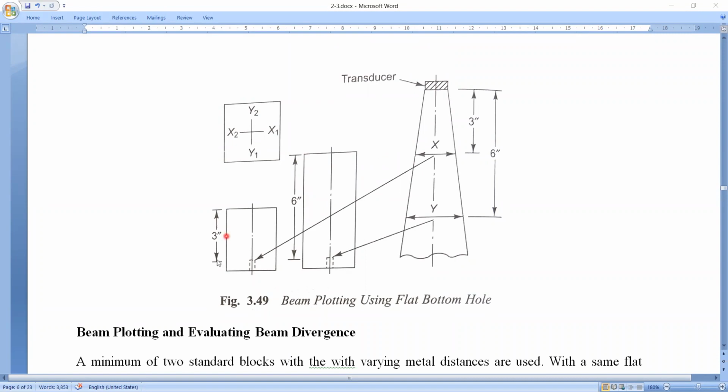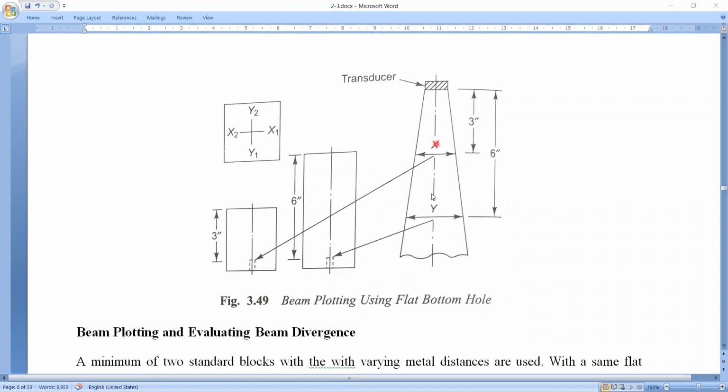Here we need two blocks, a 3-inch height block and a 6-inch height block. These are the bottom hole blocks; there is a hole at the bottom. Now we move our probe on this block in the X direction and Y direction, and on the other block in the X direction and Y direction. Here we get the results of X and Y.